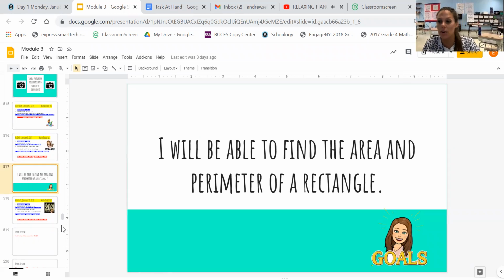Just a reminder, a rectangle is a four-sided polygon. Opposite sides are congruent or equal, and then the other opposite sides are congruent or equal.